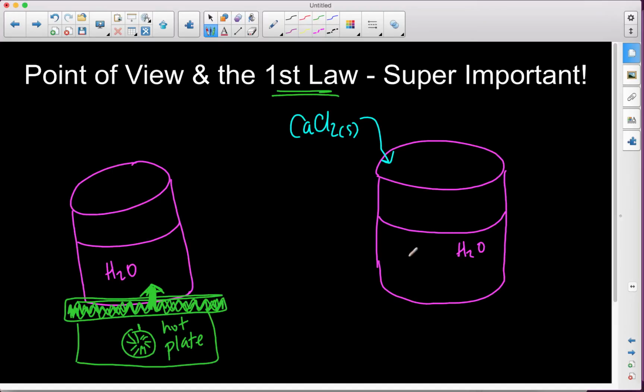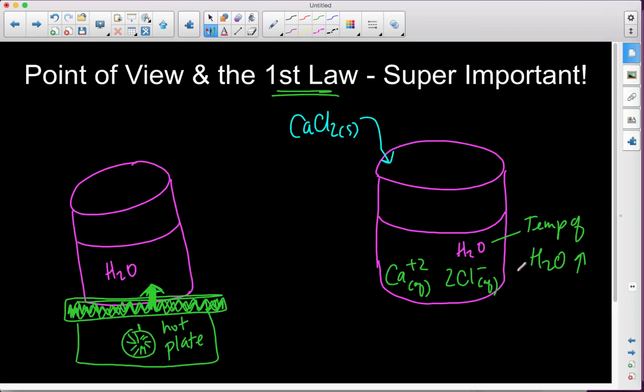Now, it turns out that when we add this calcium chloride into here, what do we know is going to happen? We're going to form some calcium ions and we're going to form chloride ions. And we know that the water's going to come and surround the calcium and surround my chlorides in a direction-oriented way. Now we also know that when we do this, the temperature of my water increases. When we add my calcium chloride and it dissolves, the temperature of my water goes up.